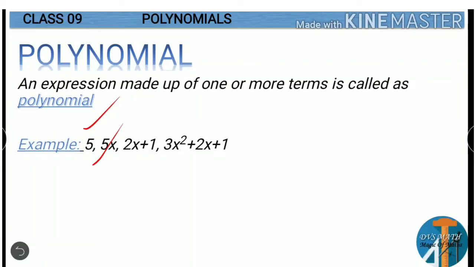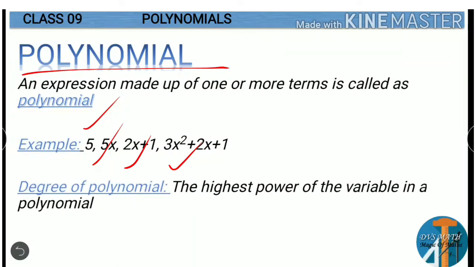5x is also a polynomial, 2x plus 1 is a polynomial, 3x square plus 2x plus 1 is a polynomial. So all together we are calling it a polynomial. Now the next concept is the degree of the polynomial. Degree is nothing but a power. You have to observe the highest power of the given expression. If I consider 5x, the same example, what is the power of this expression? 1, right? So the degree of this expression is 1.